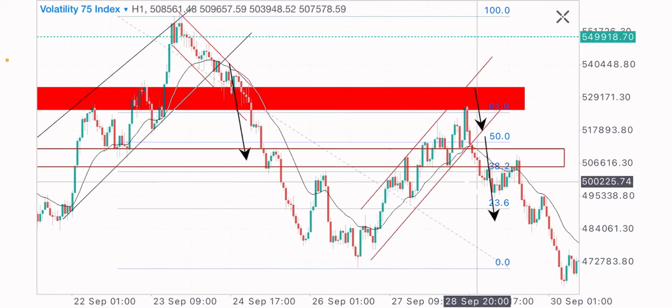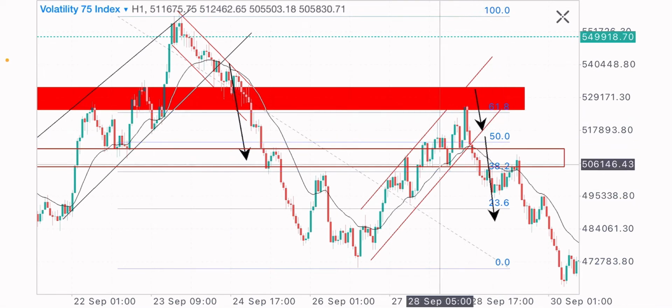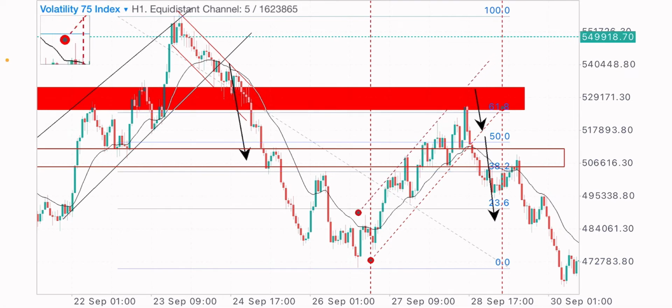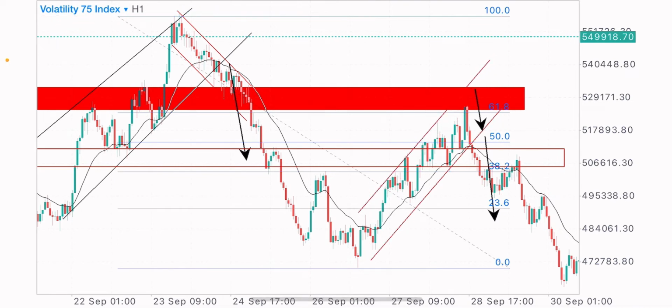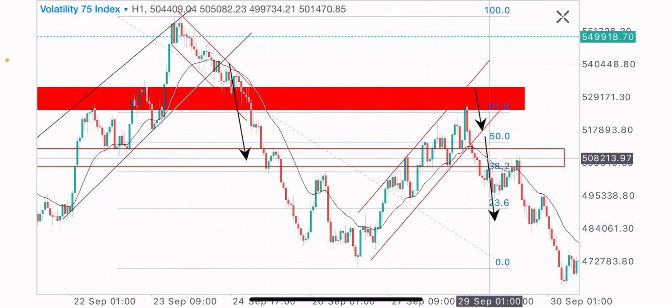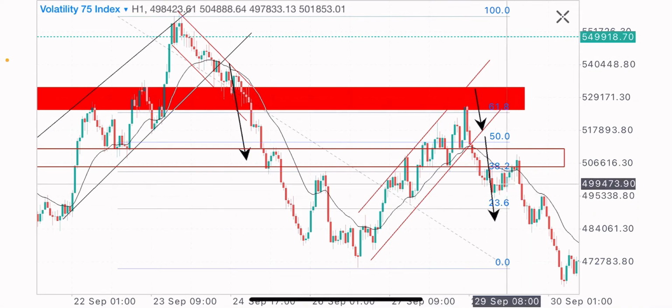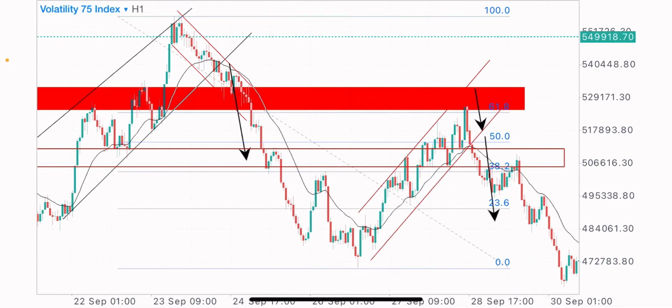This is the second arrow I drew, that if price breaks this trend line, I hope you guys can see this trend line here. It's not actually a trend line. It's an equidistant channel. I like drawing it on my charts. But you guys can just say trend line. So when price breaks this trend line, we should be looking for a massive sell onto this 23.6 retracement level. I hope you guys have grabbed one or two things from this analysis.